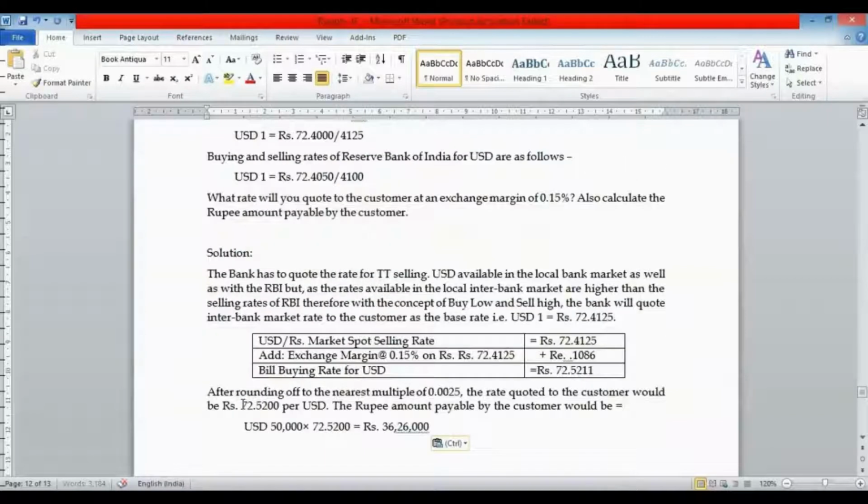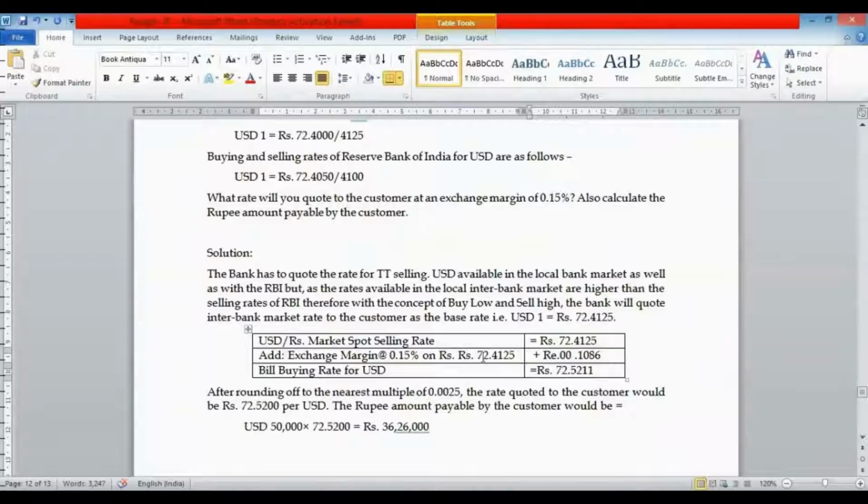But my sincere advice is that you are supposed to solve it yourself. Like here you see that 72.4125, the exchange margin is also loaded at the rate of 0.15%.